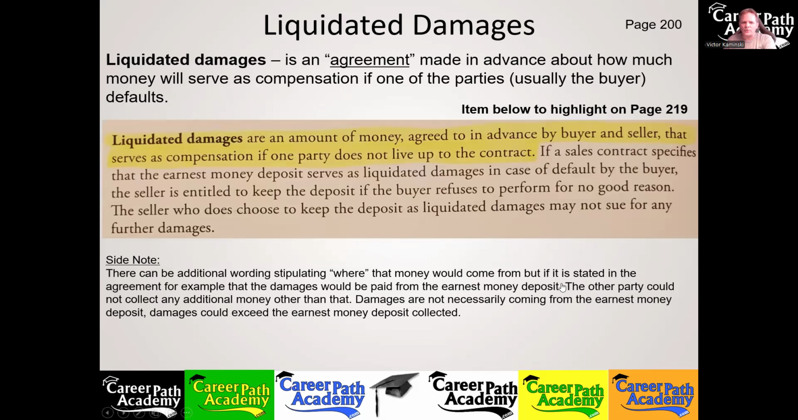Liquidated damage agreement, we already went over that. I just put it here again because they're mentioning it again in the book, so I put that slide up again. It says page 200.